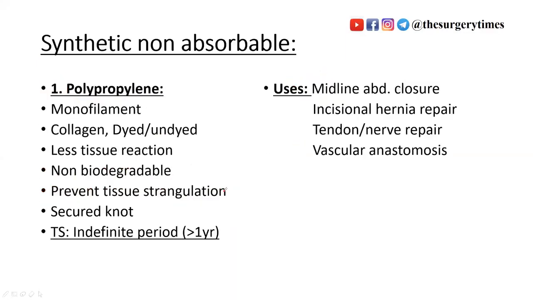Now synthetic non-absorbable. First is polypropylene. Polypropylene is dark blue, already we discussed, and its use here is very important, so we will discuss. It is a monofilament, dyed or undyed, less tissue reaction is a question, non-biodegradable, and prevents tissue strangulation and gives a secure knot.